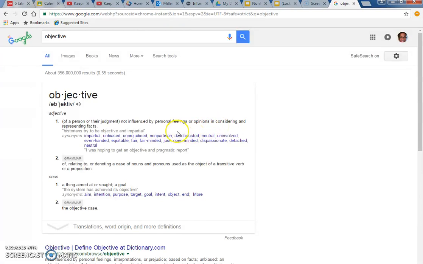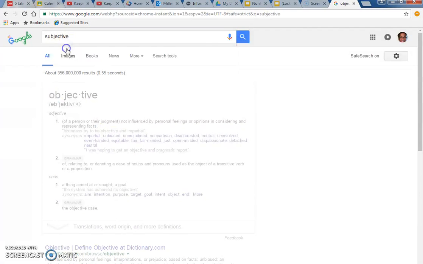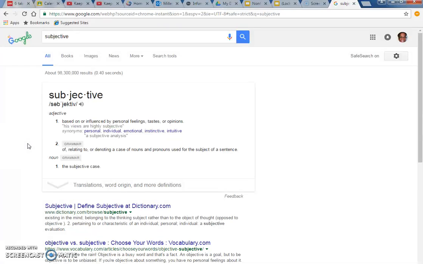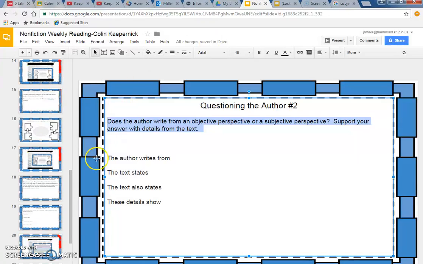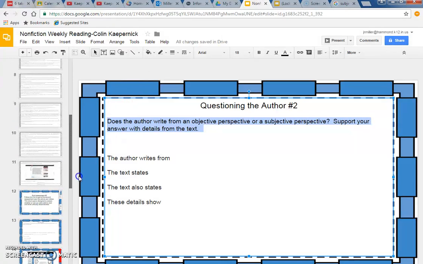Oh, so objective is not telling personal feelings or personal opinions. Some synonyms are impartial, unbiased, unprejudiced, and there are more here. So I'm going to guess that subjective would be when we include our personal feelings or opinions. Let's take a look. Based on or influenced by personal feelings, tastes, or opinions. Okay, so now I'm going to go back to the text and read through it again.